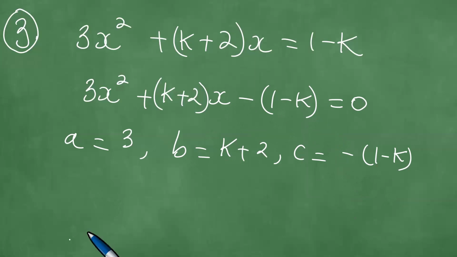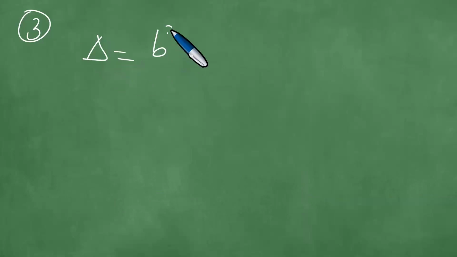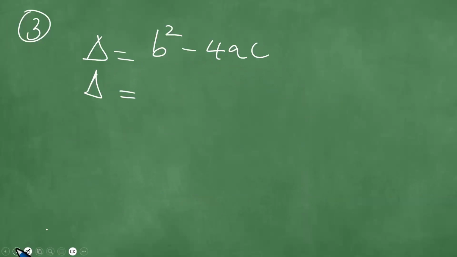Right. So as a consequence, delta becomes b squared minus 4ac. It is b squared minus 4ac, which means that delta equals b squared. What is b? It is k plus 2.